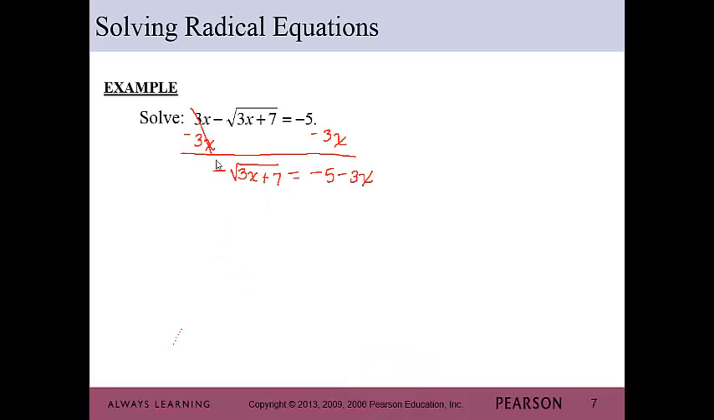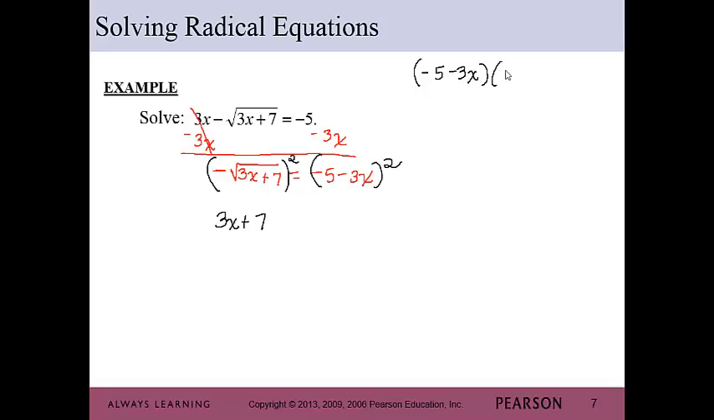All right. Now you need to square both sides. Here what's going to happen is the negative sign is going to go away and the root symbol is going to go away. So that'll leave you with just 3x plus 7. But we got a problem here. You just can't square negative 5 and square negative 3x. Remember, husband and wife, you can't separate that easily. So you got to do negative 5 minus 3x times negative 5 minus 3x.